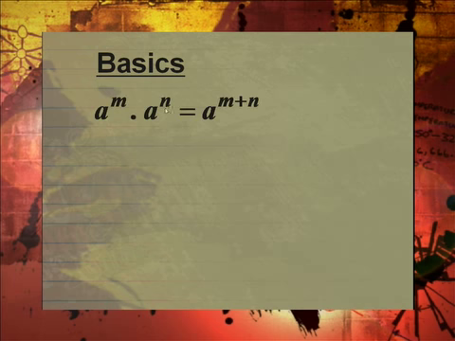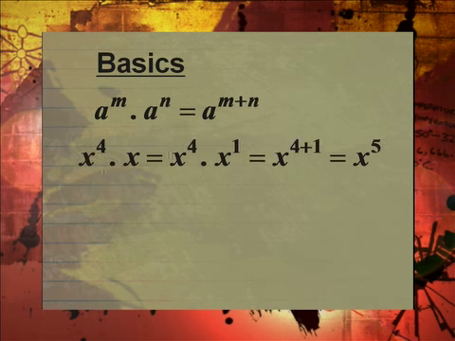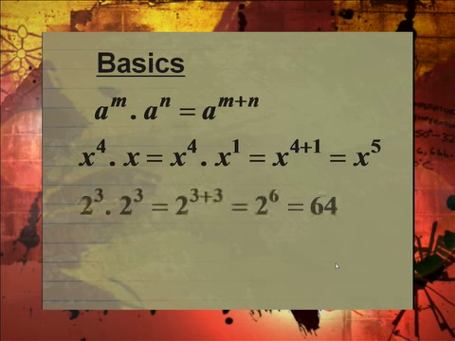a to m times a to n. What do you see? Same bases, so we add the exponents: a to m plus n. This is just an example, not yet the numerical. Look, x to 4 times x to exponent 1. Where do we go? We add at the top as well, because the bases are exactly the same, then x to 5. You're happy with this?